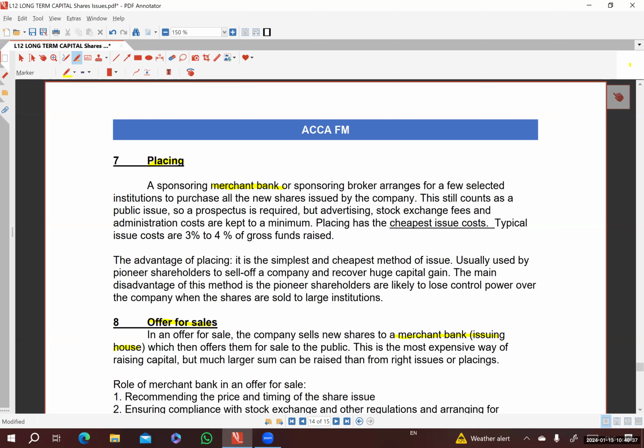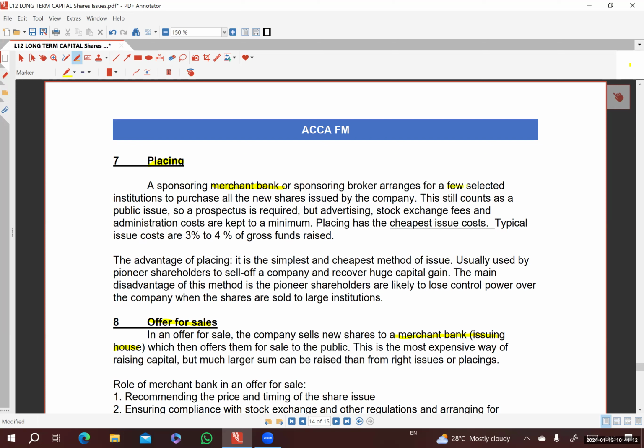So for example, if I was a hotel and I want to issue new shares through placing, the merchant bank, the issue house, will take my shares and make a direct offer to say Shangri-La Hotel or to Genting Group or to New World Group of hotels. If Shangri-La Hotel is interested in my shares, then they'll just buy over. So it's a direct offer. So it's called placing. You place it directly to some company.